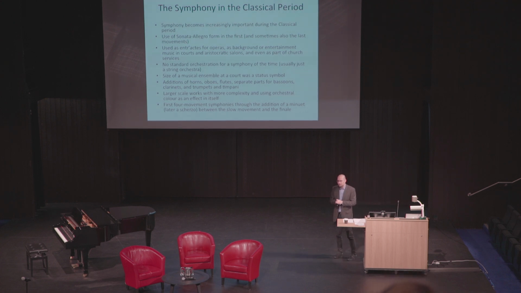If you look at his Jupiter Symphony, number 41, composed in the year of his death, or the year before he died, sorry, that is almost 35 minutes. If you look at Beethoven's Eroica, it is almost 50 minutes. So the symphony expands. Rachmaninoff's second symphony, not the one we're looking at today, is 70 minutes, just like most symphonies of Mahler. The first 4 movement symphonies appear towards the end of the classical period, and that was a result of an introduction of a minuet or scherzo between the slow and the final movement.